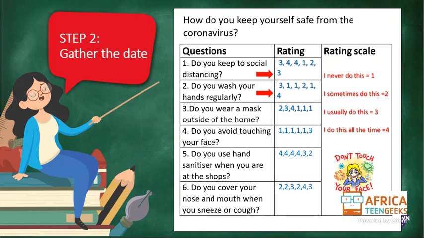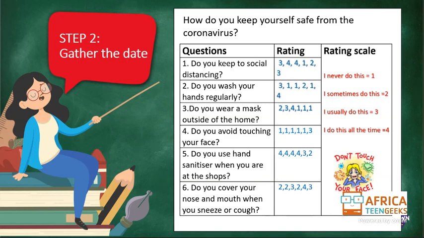Do you wash your hands regularly? Do you wear a mask outside of the home? Do you avoid touching your face? Do you use hand sanitizer when you're at the shops? Do you cover your mouth and nose when you sneeze or cough? But who would like to answer those questions for me now? I'll ask the question and then you give the answer 1 to 4. Who would like to do that? Just to practice.